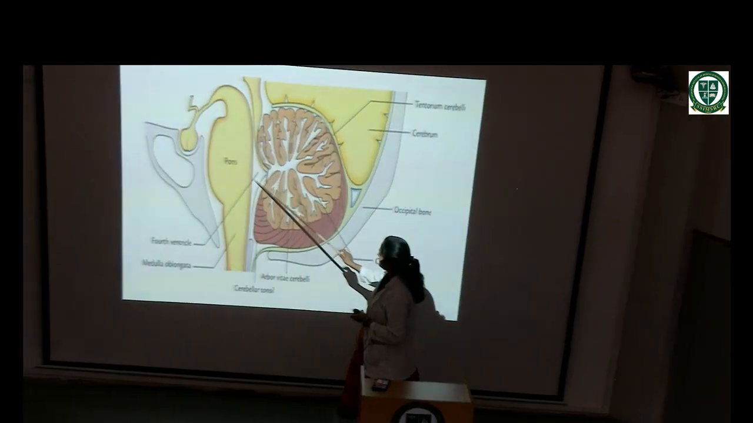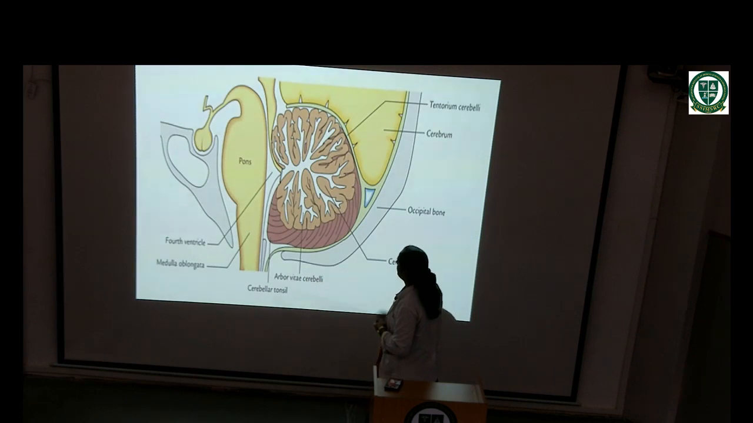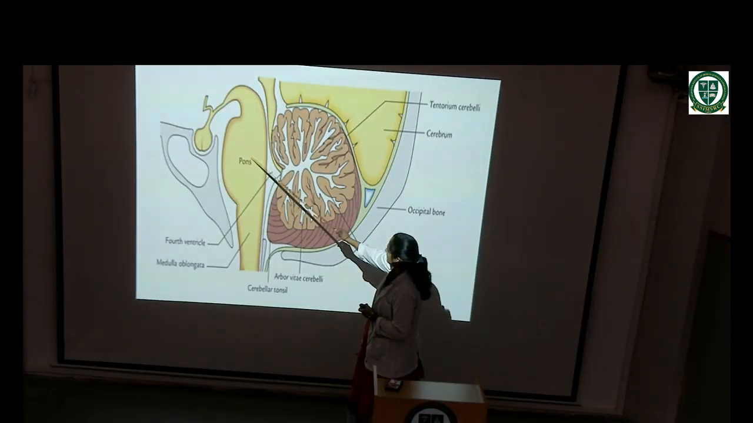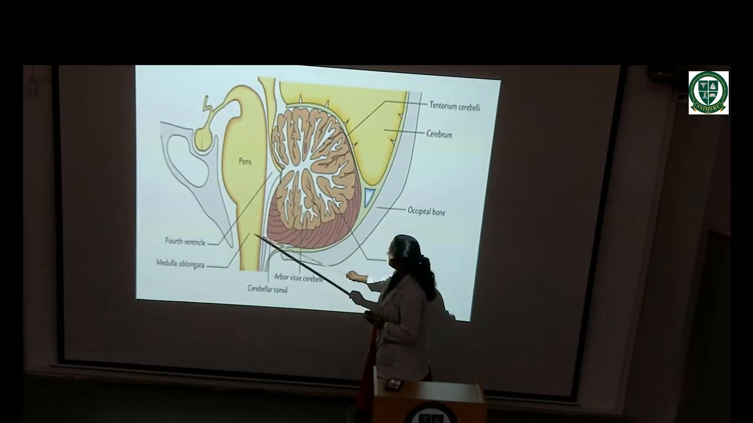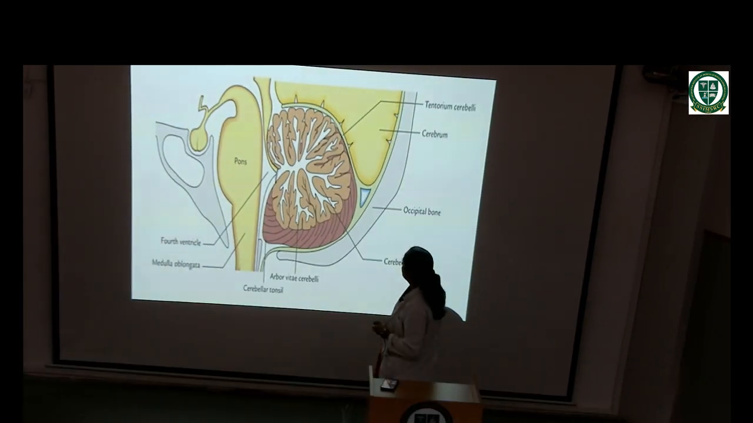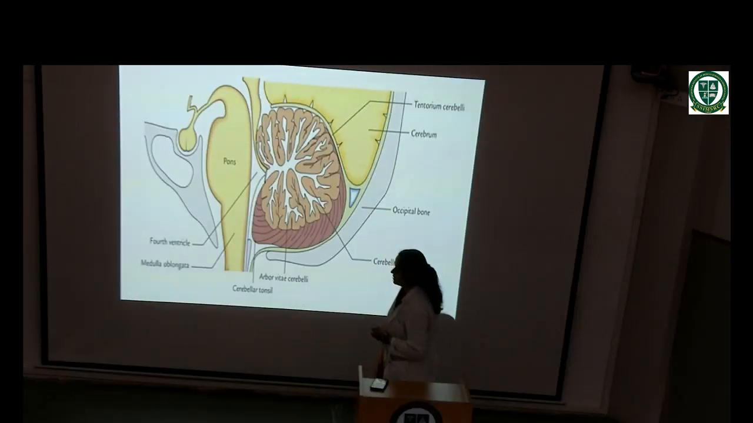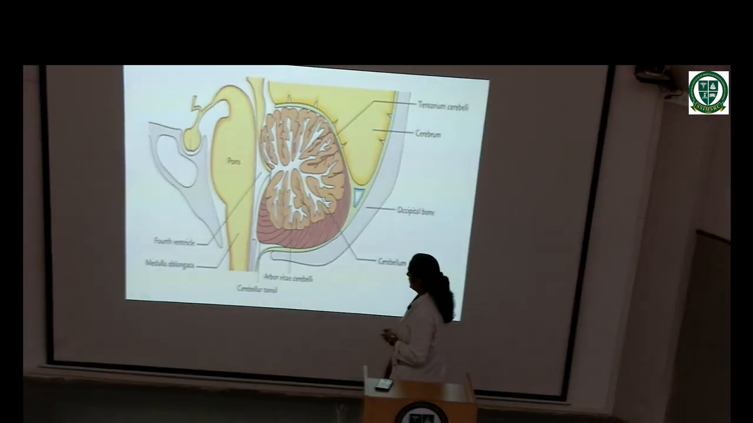You can see here there is a cavity present in relation to the cerebellum, that is your fourth ventricle, what you studied in the morning today. In front of that you can see the pons and also the medulla oblongata. The cerebellum is also made up of two cerebellar hemispheres that are separated by another fold of dura mater, that is called the falx cerebelli.